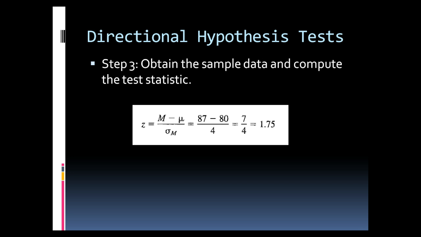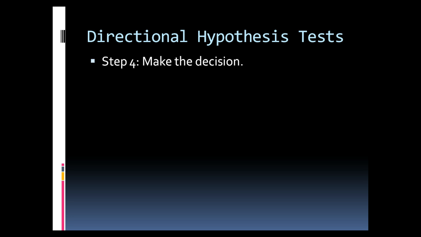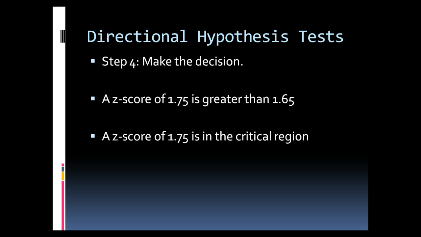We obtain the sample data and compute the test statistic. So in this case, it'd be 87 minus 80. 87 is the sample mean, meaning that your sample of individuals who took the task scored 87, divided by 4, which gives you a resulting z value of 1.75. And we make our decision based upon that. A z-score of 1.75 is greater than 1.65, which is our critical value. A z-score of 1.75 is definitely in the critical region because it exceeds the value of 1.65.